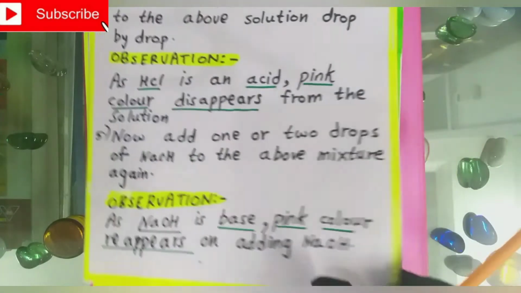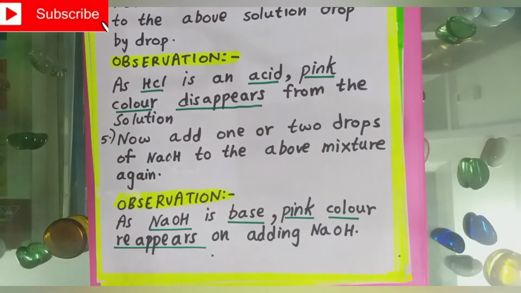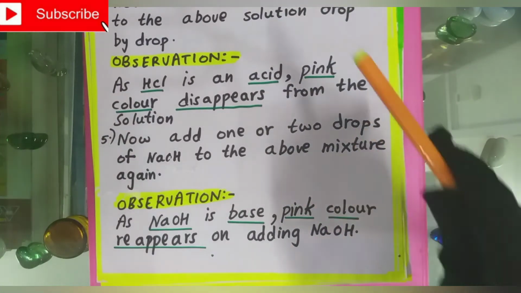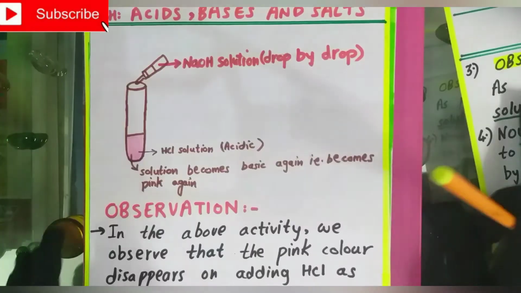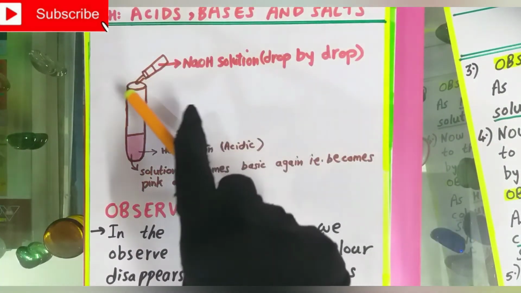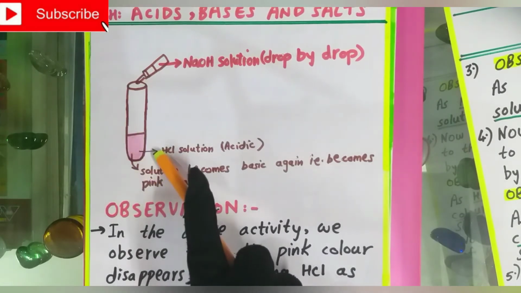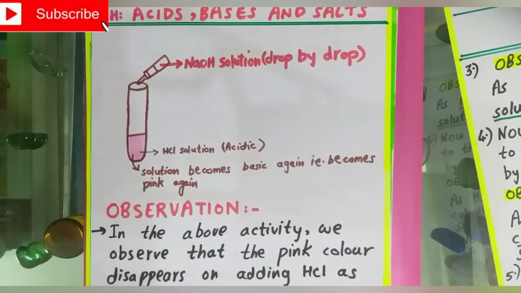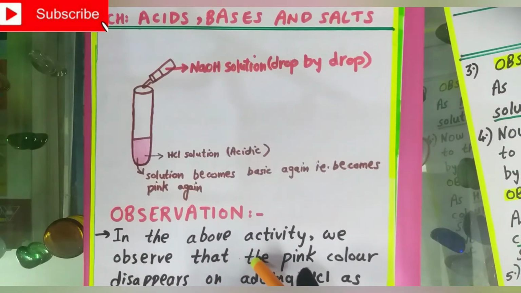See, as HCl is an acid, and already phenolphthalein indicator was present in the test tube, that pink color is disappearing from the solution. Now next what we are doing is, again we add sodium hydroxide solution drop by drop to this test tube. So this test tube now has HCl solution, and it already had basic solution and phenolphthalein indicator.